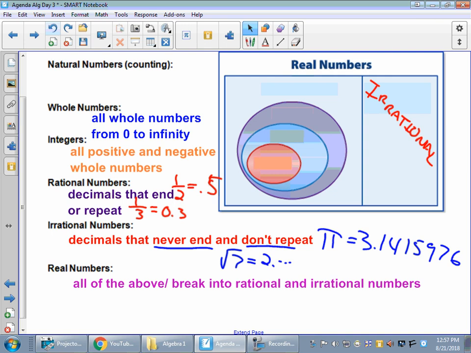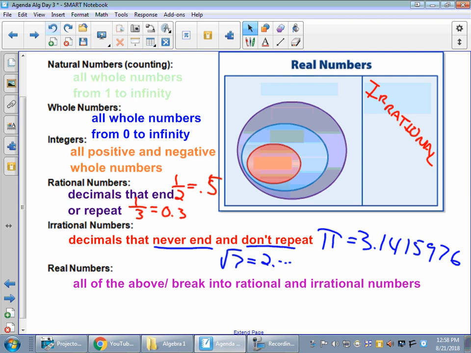Let's go integers first. Integers are all positive and negative whole numbers. So that would be any of those numbers where there are no decimals and no fractions; it's got to be a whole number. And then whole numbers are whole numbers from 0 to infinity, so you're kind of taking out all the negative numbers. So that'd be 0 and all the positive numbers all the way up to infinity.